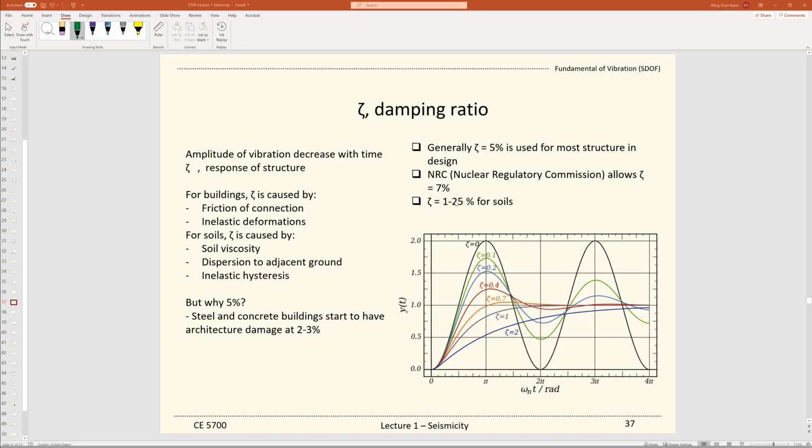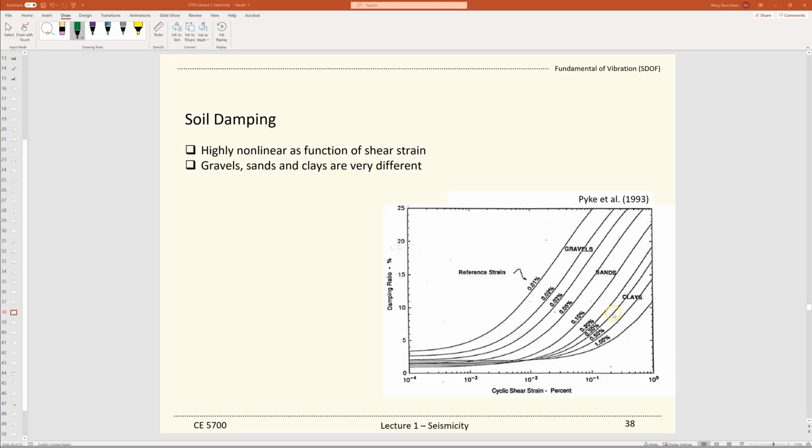For soils, it is very tricky. It can go up to 1 to 25%. This graph here shows how the damping ratio comes into effect. The higher the damping ratio, the less vibration you can expect. Soil damping is very tricky, as the previous slide showed you. You can go from 1 to 25% because there's a great variety in soil type, from gravel to clay.